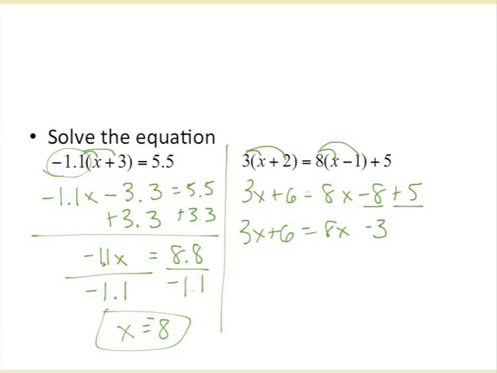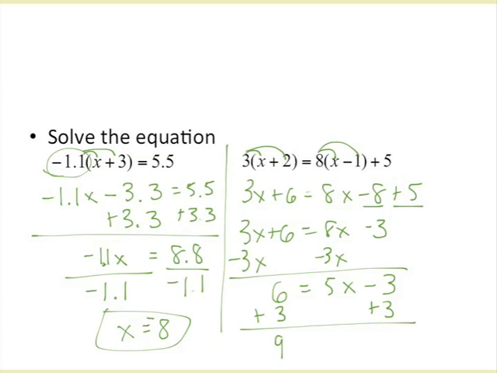Then I want to start getting stuff all together on one side or the other. I'm going to do that by subtracting 3x. Lots of other things you could do, but that's how I'm going to start. Then adding the 3 to get the x part alone. And then dividing by the 5.